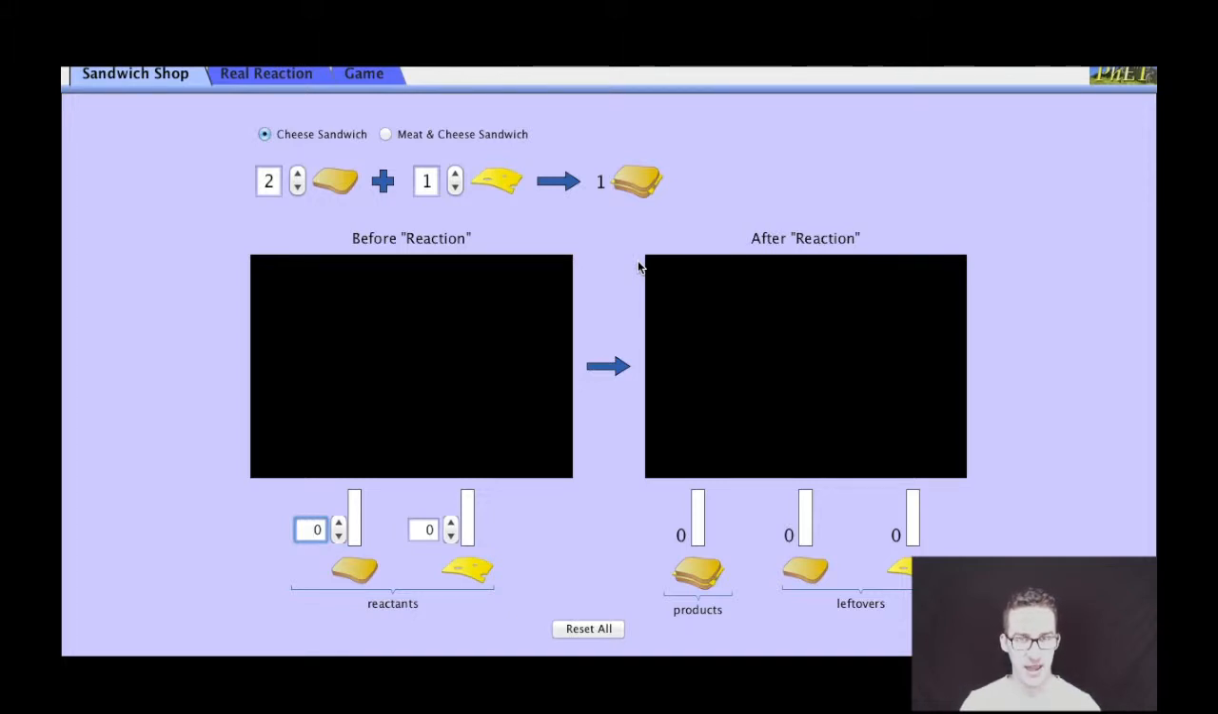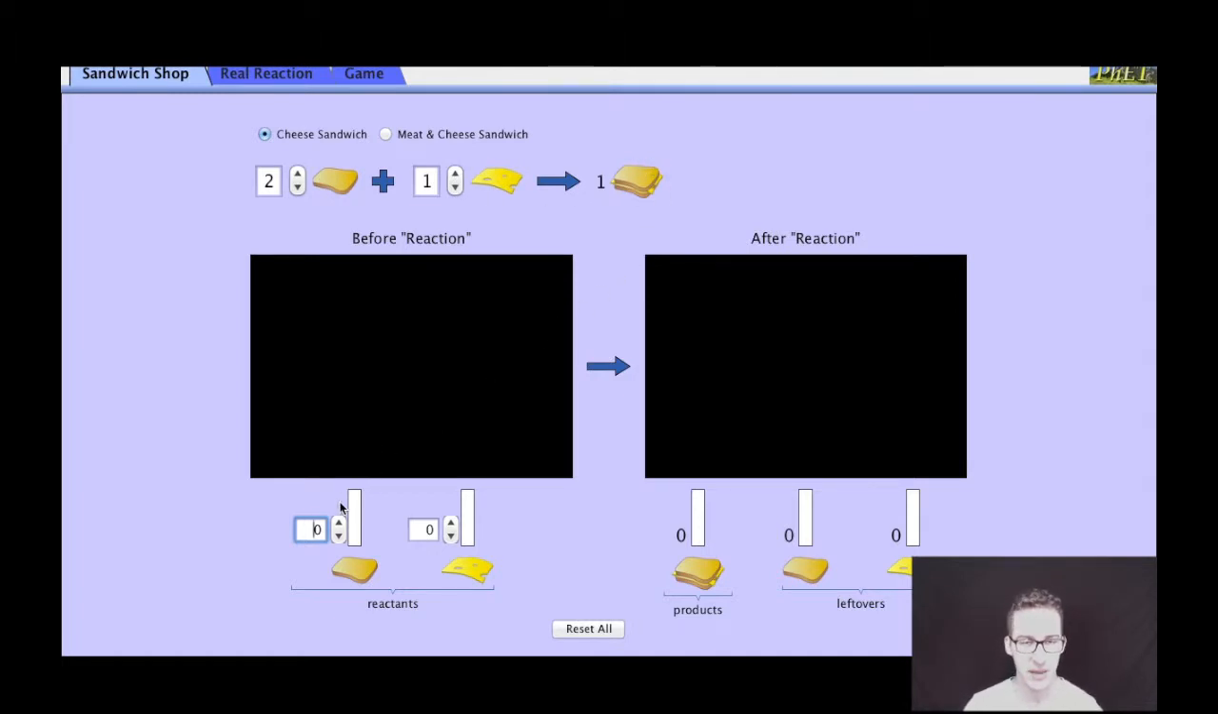It's Mr. Boylan, and today we're going to talk about excess and limiting reactants by making some sandwiches. It's a pretty straightforward concept. If you take a look, you need an equation. In this case, our equation is going to be 2 slices of bread plus 1 slice of cheese is going to make 1 cheese sandwich.